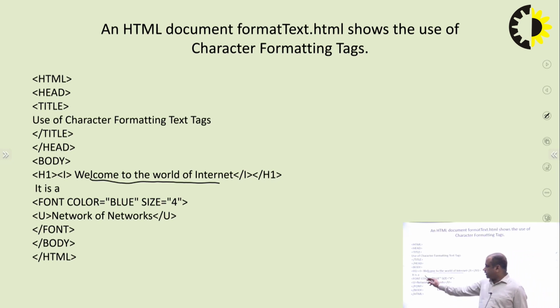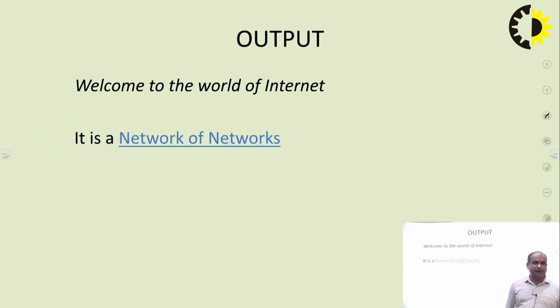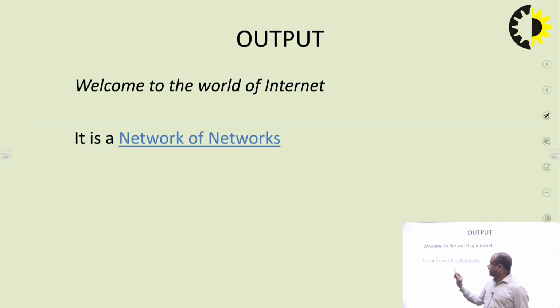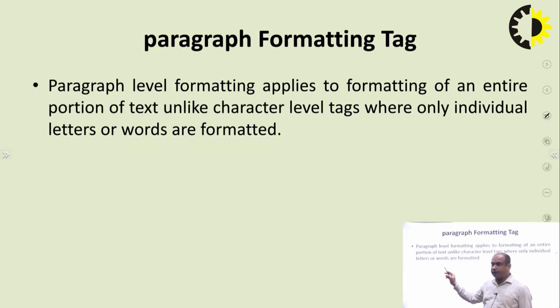Next content is, I write font color blue and size equal to 4, and next I write the underline tag with network of network. The font tag is closed, the body tag is closed, and the HTML tag is closed. So I will see welcome to the world of internet as I have written here. Next, it is written as it is a network of network.